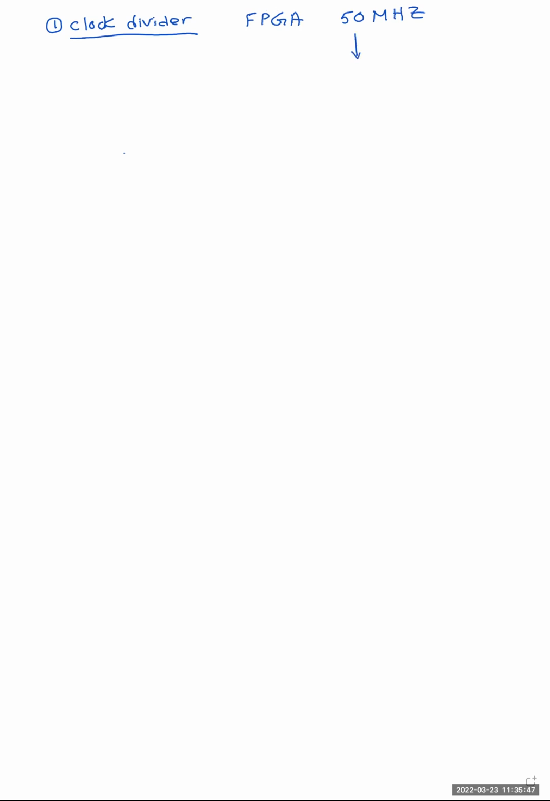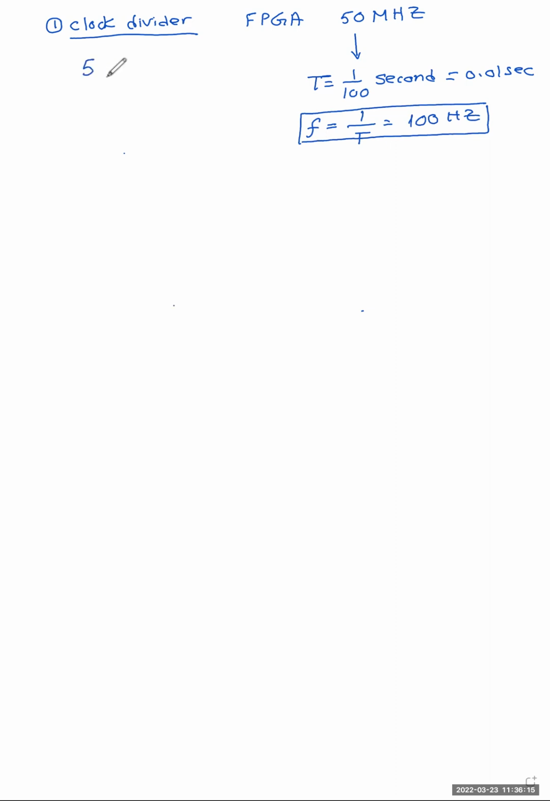I'm asking here to slow it down to a 1/100 second clock. Now this is your T, so your period should be 1/100 second. In other words, your frequency is just going to be 1/T, so I'm asking for a frequency of 100 hertz, okay? So now what we want to do is move from 50 megahertz.